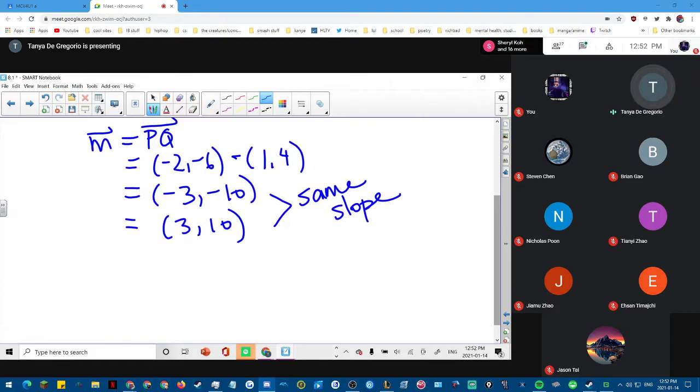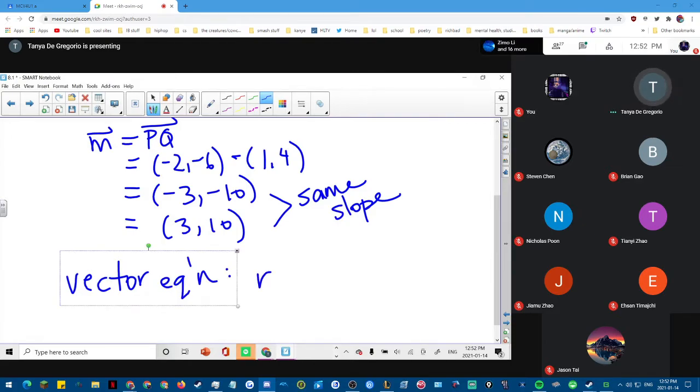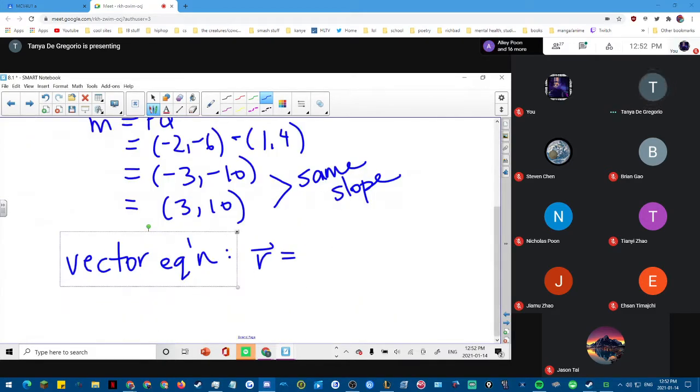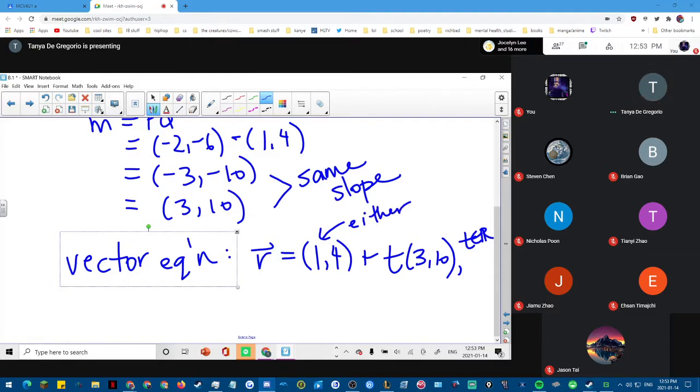So now, what's my vector equation? Well, I can choose whatever point I want. Both of these points lie on the line, so it doesn't matter which one I choose. Which one do you guys want me to choose? Do you guys want 1, 4 or -2, -6? 1, 4. Sure. Where t is an element of real numbers. Okay? And make a note, please, that you can choose either point. Doesn't matter. They both lie on the line.